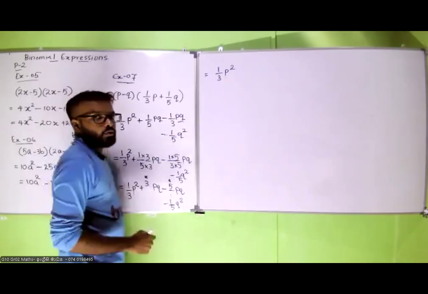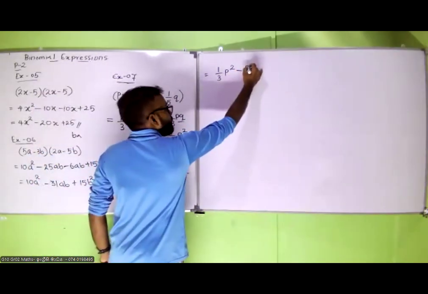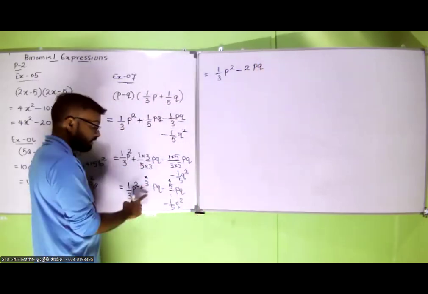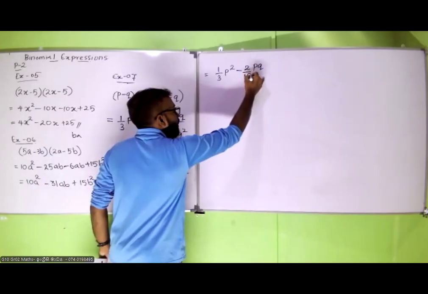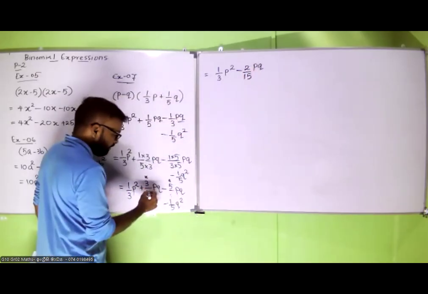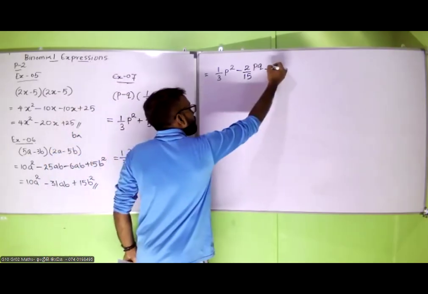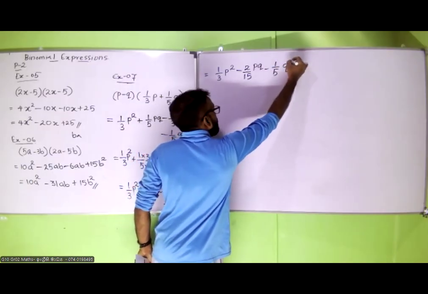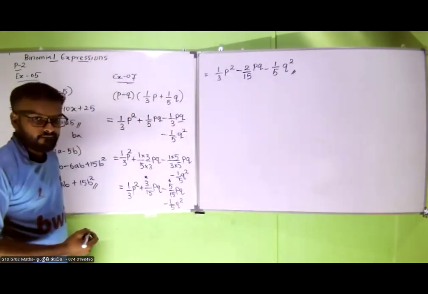Positive 3, negative 5, negative 2 PQ. Negative 2 PQ, and the denominator, don't forget it, 50. Right? Here we had 15 and also here we had 15. Negative 1 upon 5 Q square. This should be it. Correct?